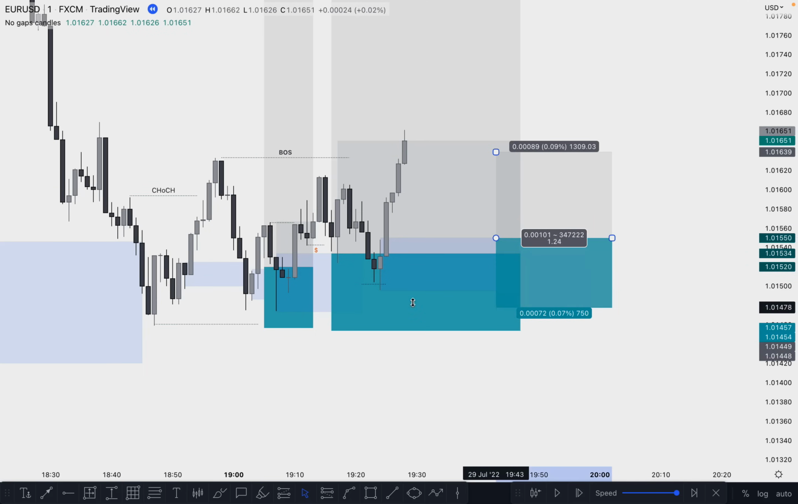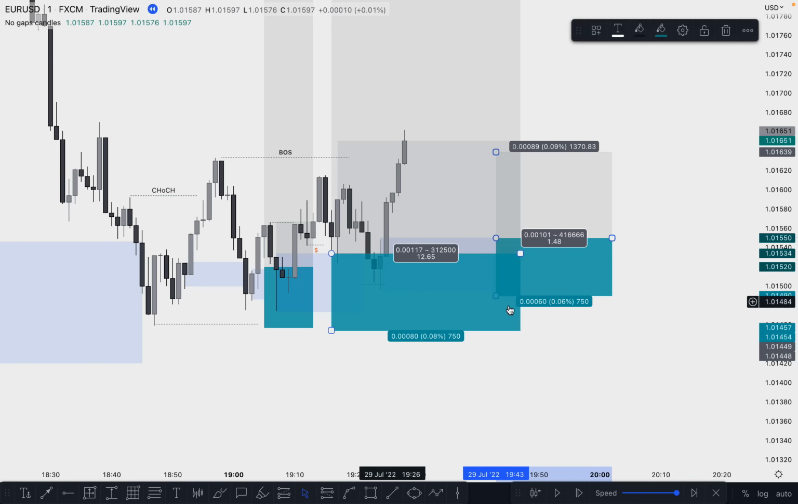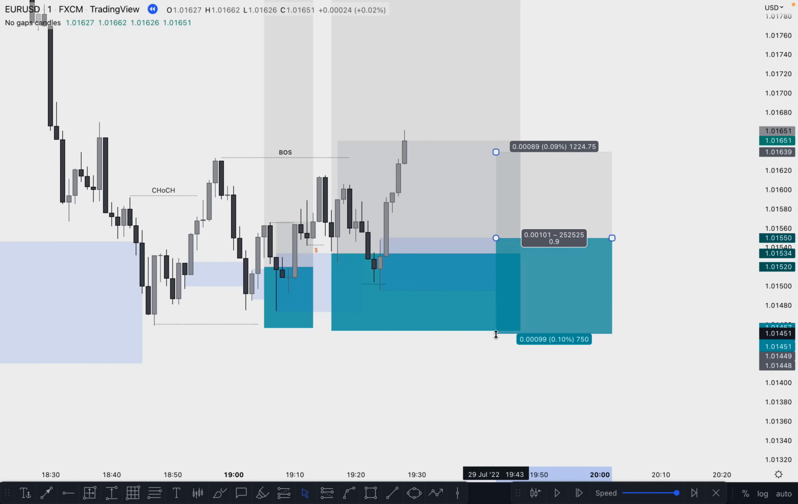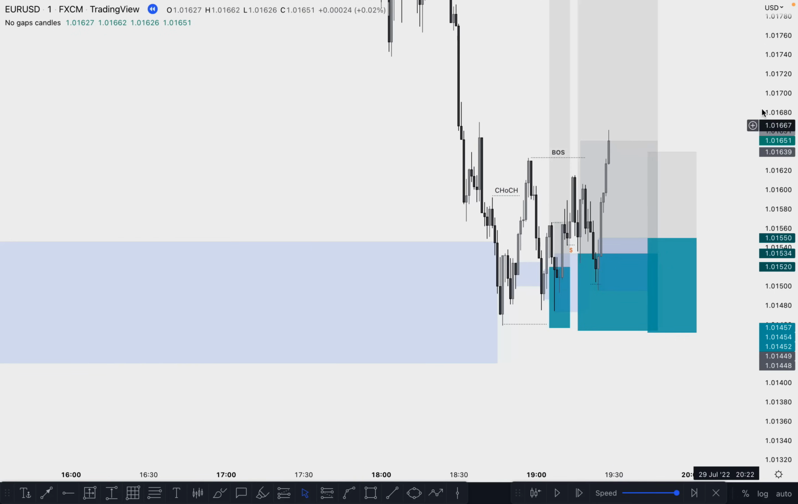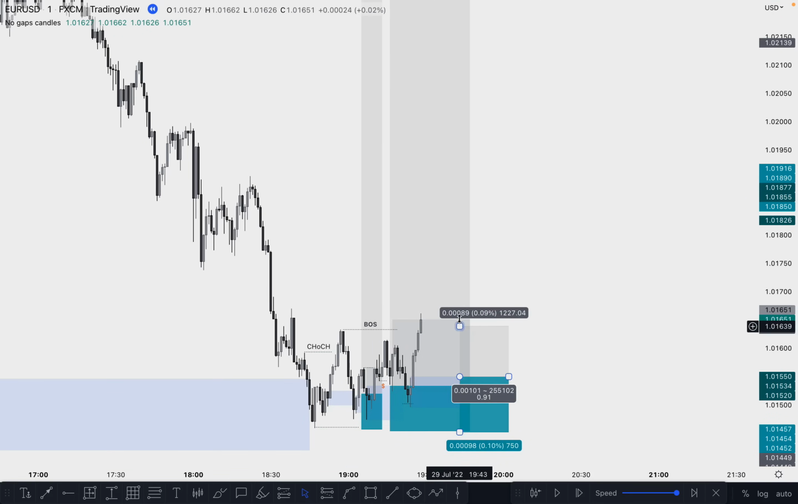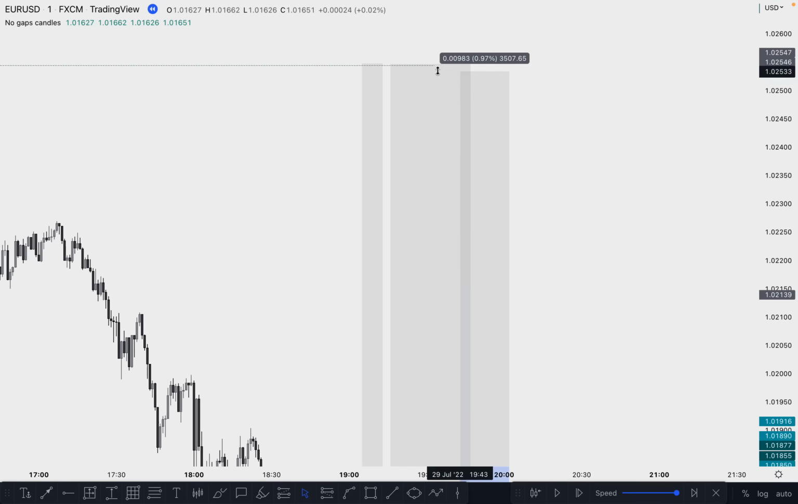Okay, and put the stop loss just below it. And if you want to be safer, then you can put the stop loss just below the swing low, which is here. Okay, so let's see what happened next here, and the target will be the same, which is here.